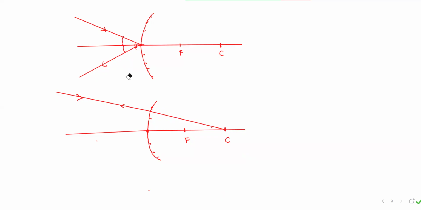Can I clean these two ray diagrams? No, please. Hurry up if you are sketching.